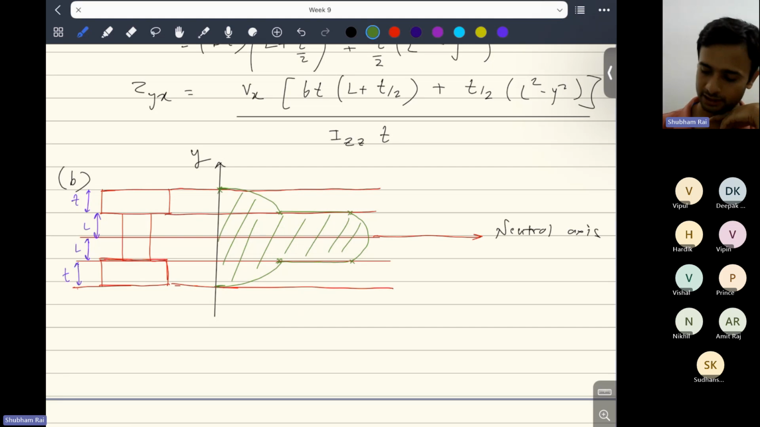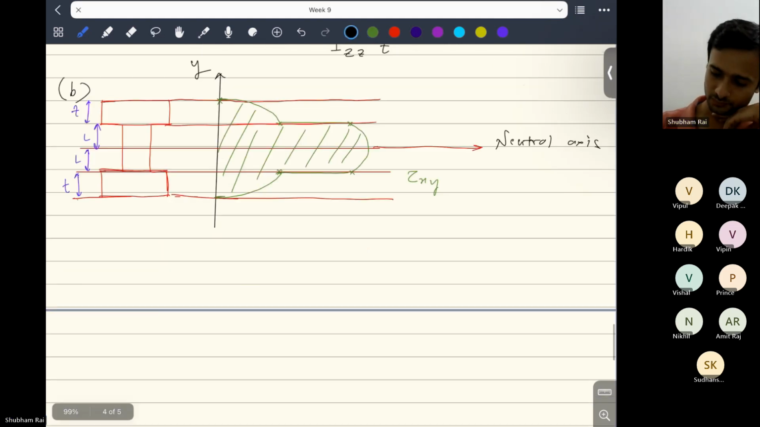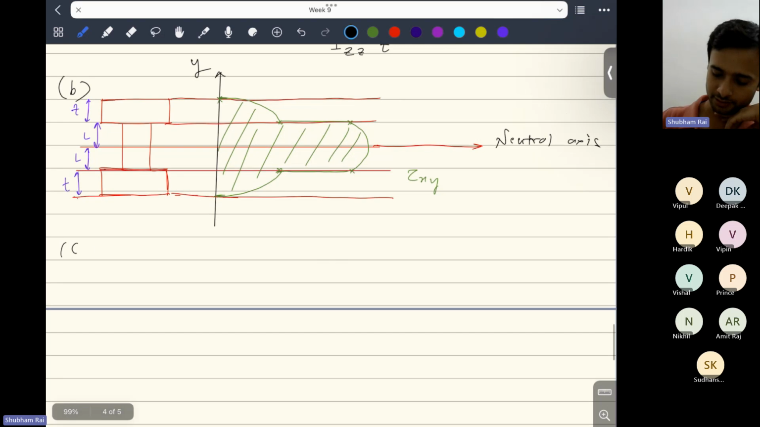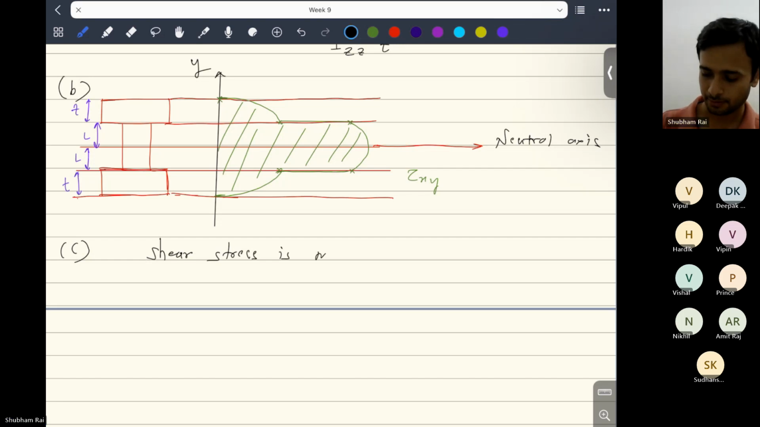And as you are able to see, it is maximum on the neutral axis. So in part C, it has been asked to find where it will be maximum. So we say that shear stress is maximum at the neutral axis.